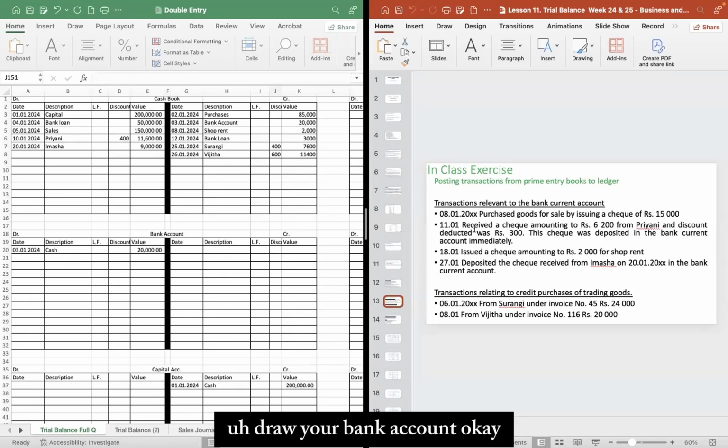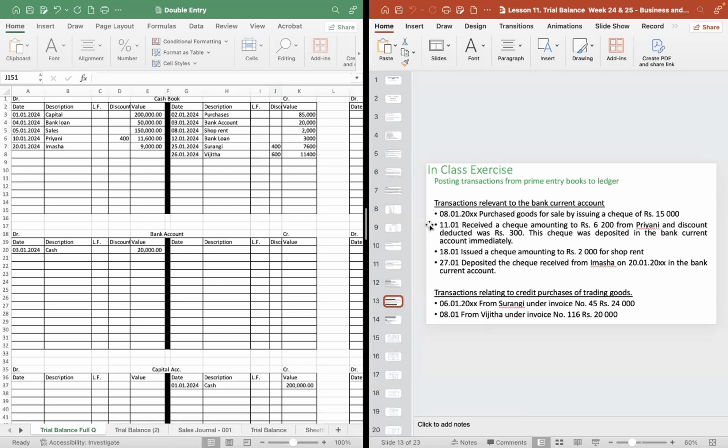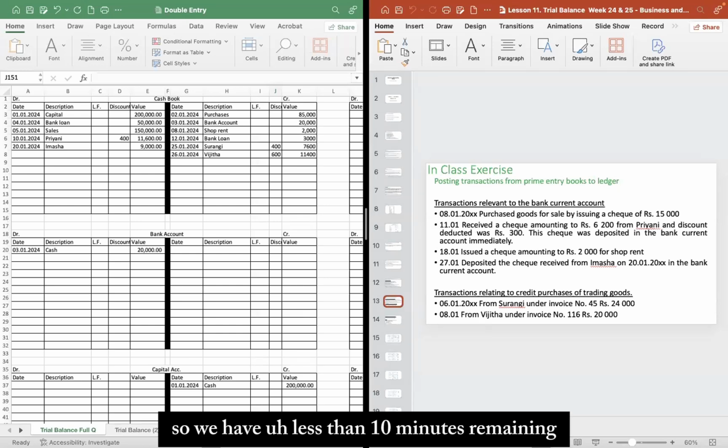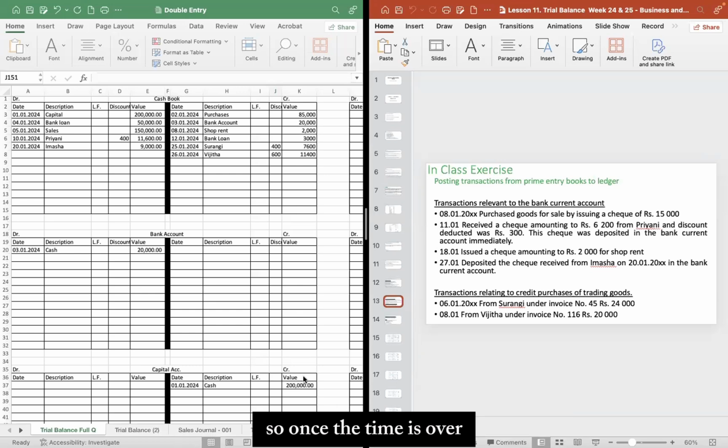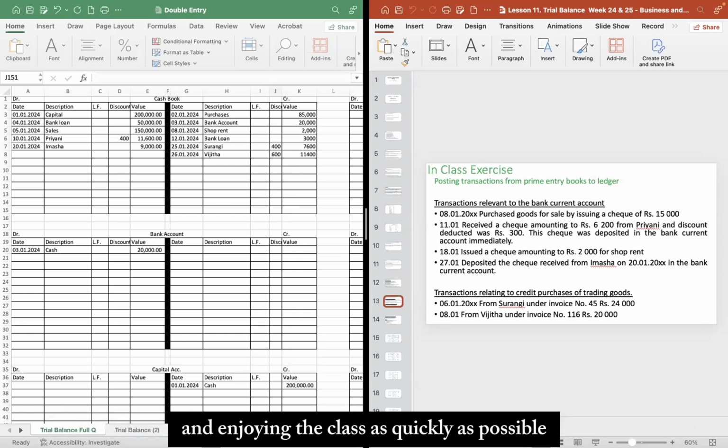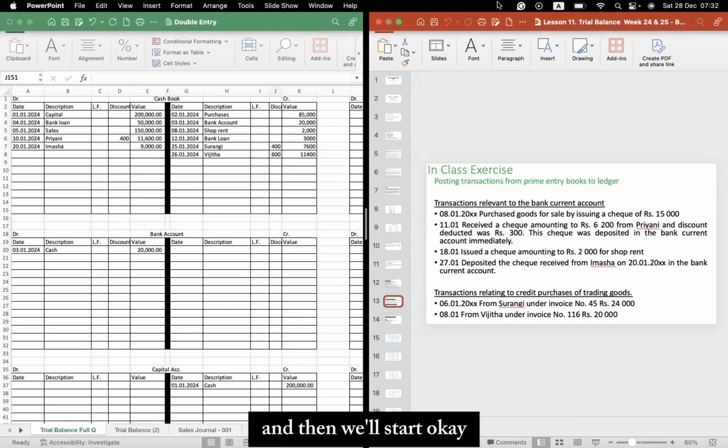draw your bank account, okay, and start doing this. So we have less than 10 minutes remaining. Once the time is over, this session will automatically close out, so join the class as quickly as possible. I will give you 10 minutes to complete this and then we'll start. Okay.